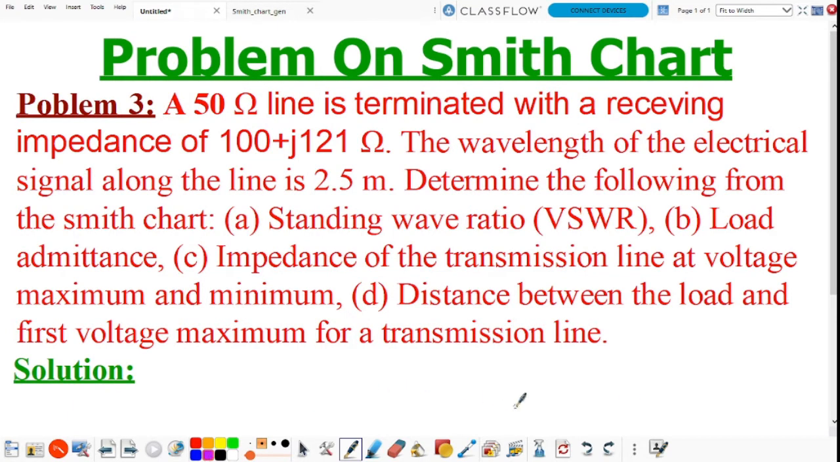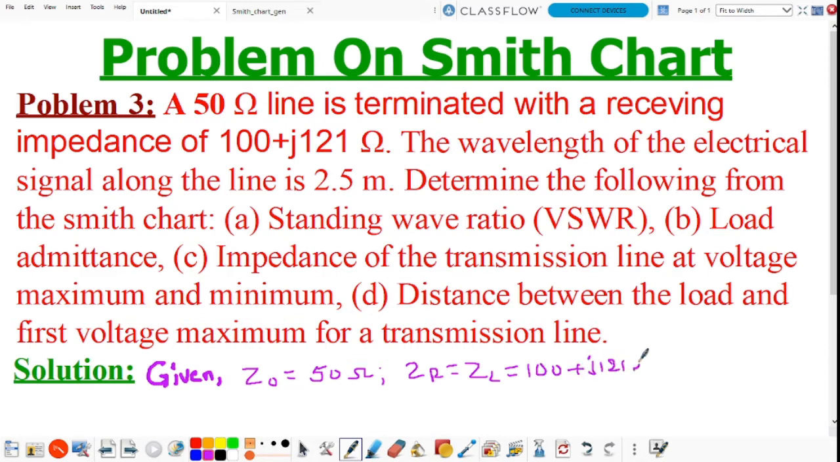So coming to the solution, given that the characteristic impedance Z0 is equal to 50 ohms, load impedance ZR or ZL is equal to 100 plus j121 ohms, and the signal wavelength lambda is equal to 2.5 meters.